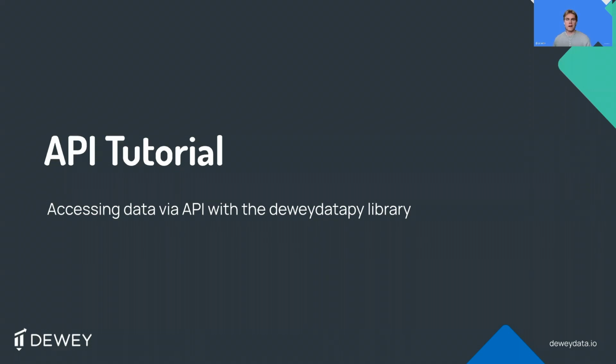Today we're going to walk through how to access data via API using the deweydatapy library. We're going to work with SimilarWeb data today. So let's go ahead and get started.